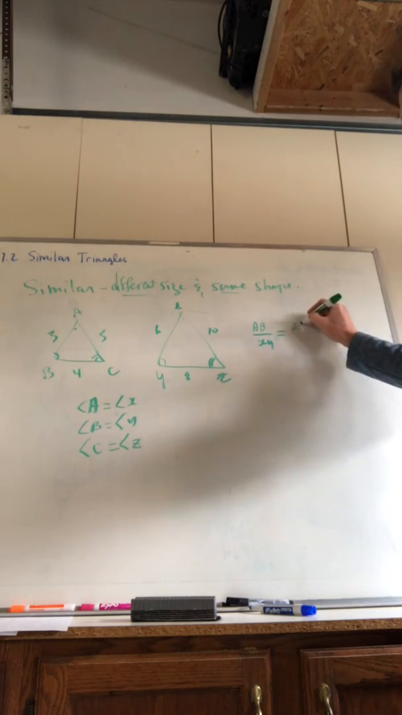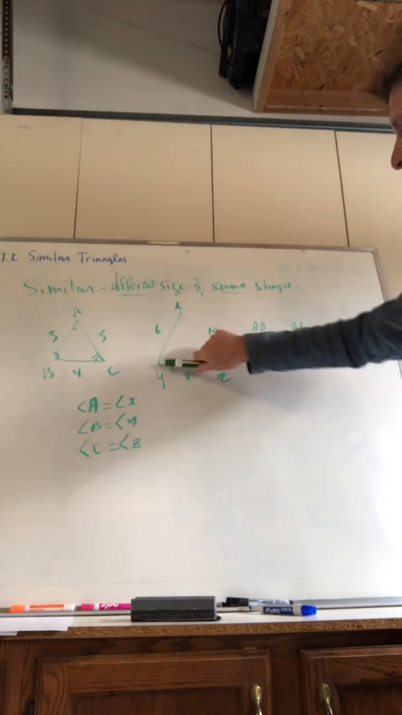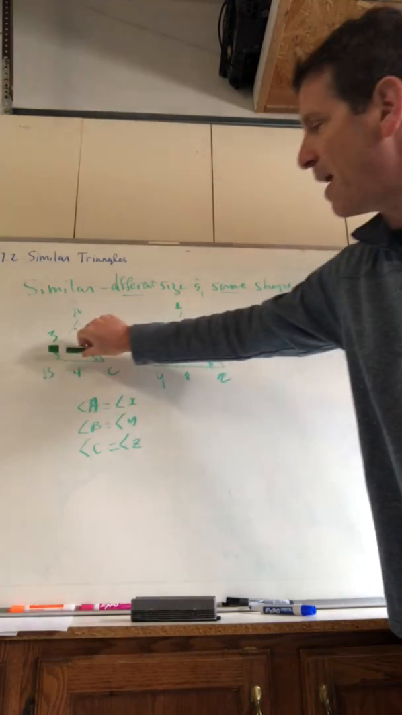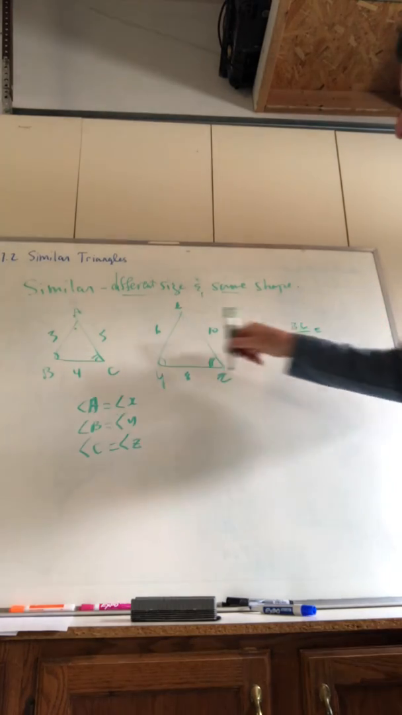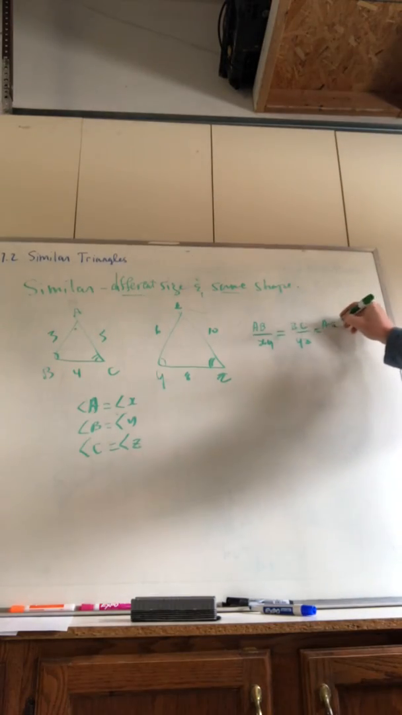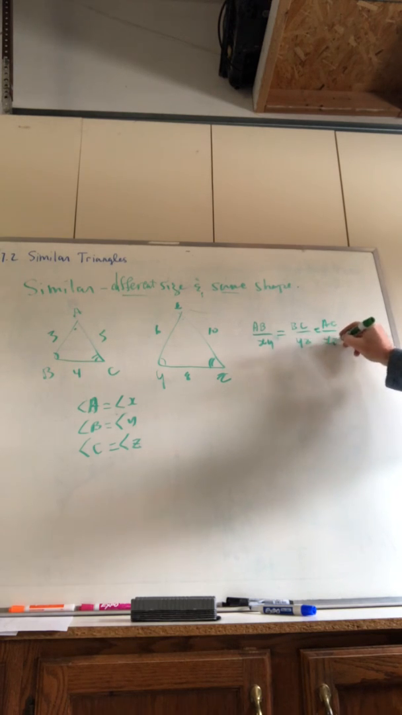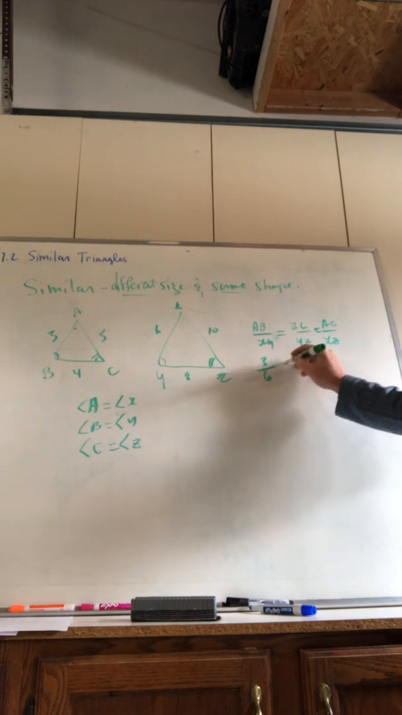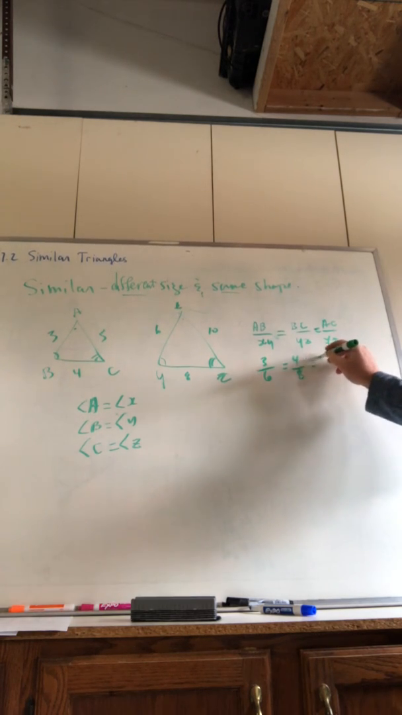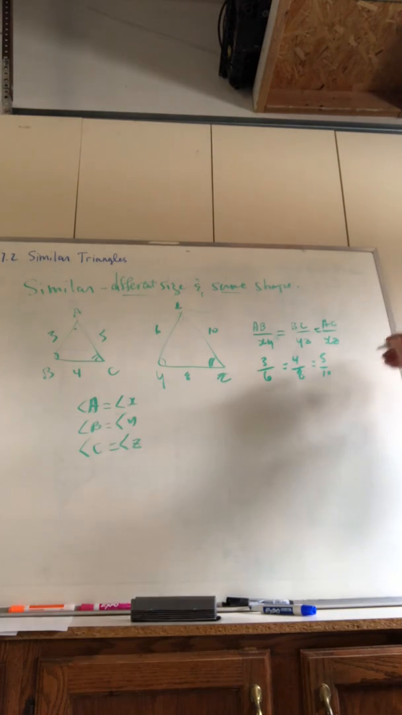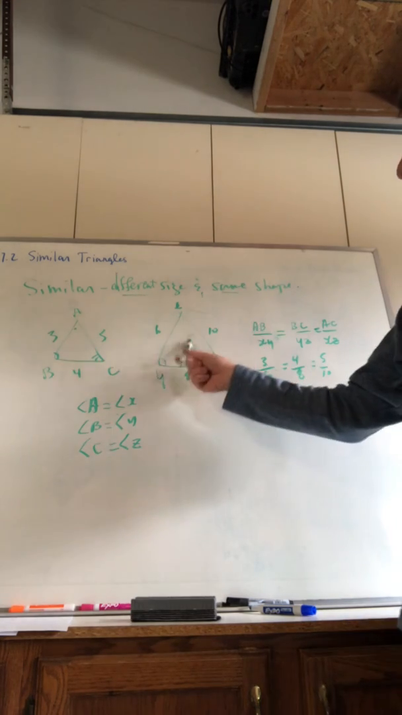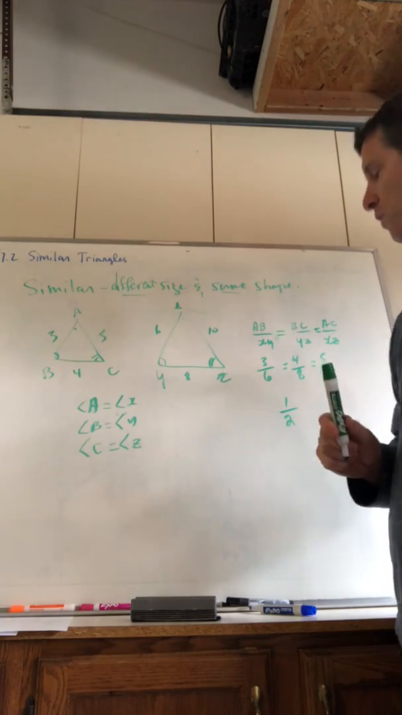So if we did BC and YZ, you would find that the ratio of left side to left side is the same as bottom to bottom. And it would also be the same as right side to right side, AC to XZ. And if we go back and plug in the numbers, 3 over 6, 4 over 8, 5 over 10, you can see that in lowest terms all of these have a ratio of 1 to 2. That's telling us that this triangle is twice the size of this one.